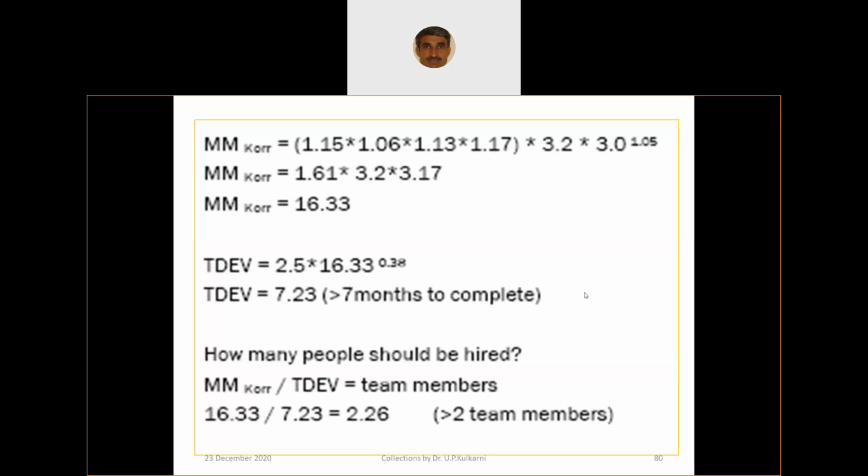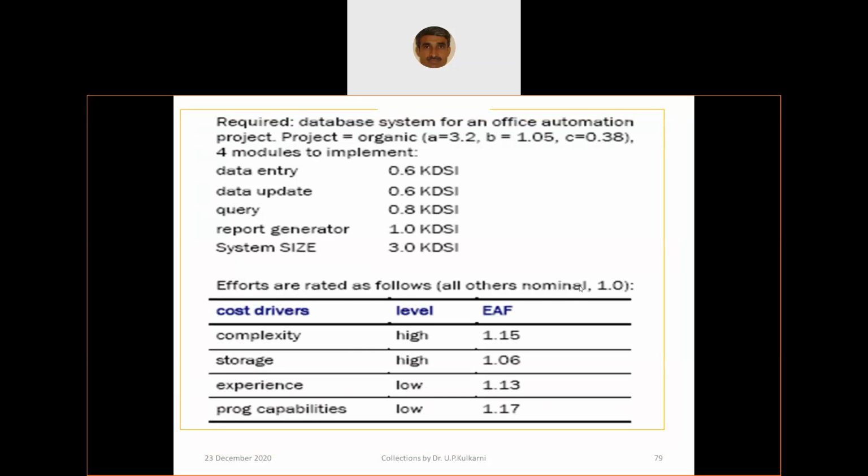How many members are required? Development time, total required time, and that gives you the indicator. So please work out and study this because they are all formula based. Such a question usually will not be asked. If it is asked, all parameters will be given.